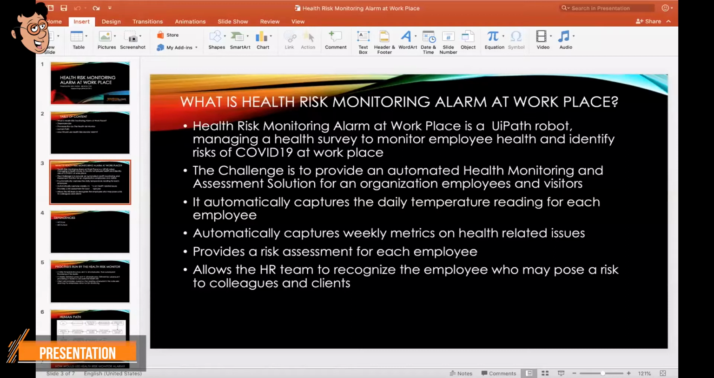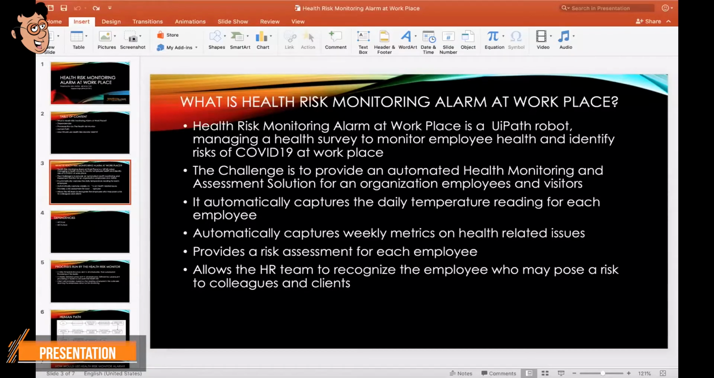Every day after an employee goes to their office and logs into the system, that very moment they receive a survey from the bot asking for their daily temperature that is being taken at the entry. They have to reply only in numeric digits, and so we get a quick reply from them. So the challenge is to provide an automated health monitoring and assessment solution for the organization, employees, and visitors.